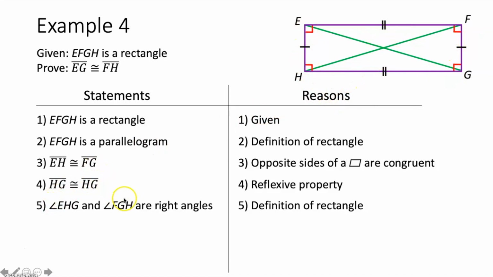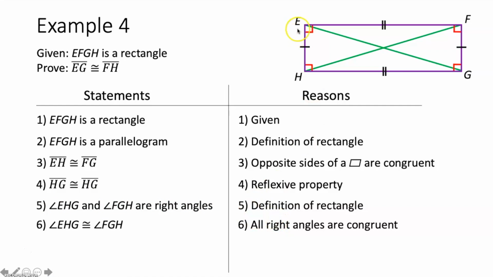Next, because these two are right angles, I can say that they must be congruent to each other because, if you recall, all right angles are congruent. Now I've shown that two pairs of corresponding sides in one triangle are congruent to two pairs of corresponding sides in the other triangle, and the included angle in one triangle is congruent to the included angle in the other triangle. Therefore, these two triangles right here, triangle EHG and triangle FGH, would be congruent by the side-angle-side congruence postulate. Now we're not done.